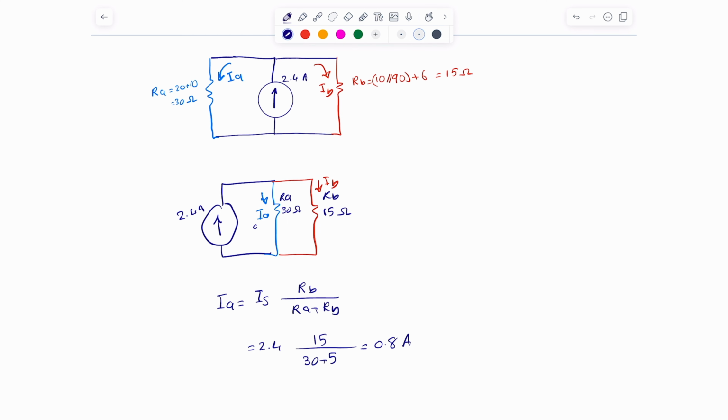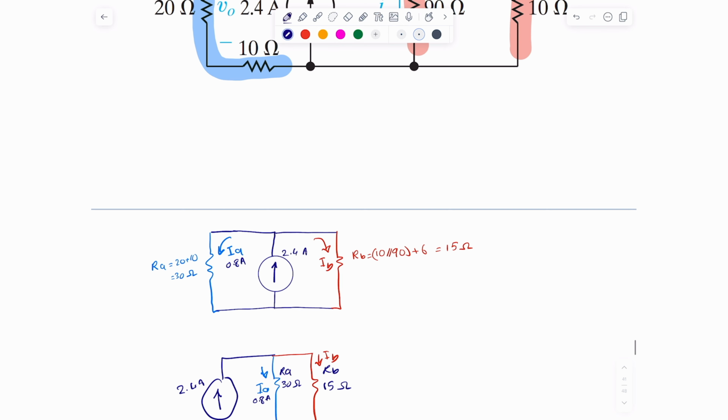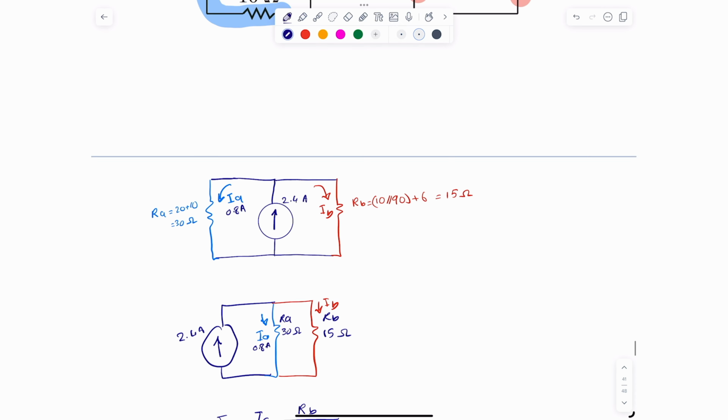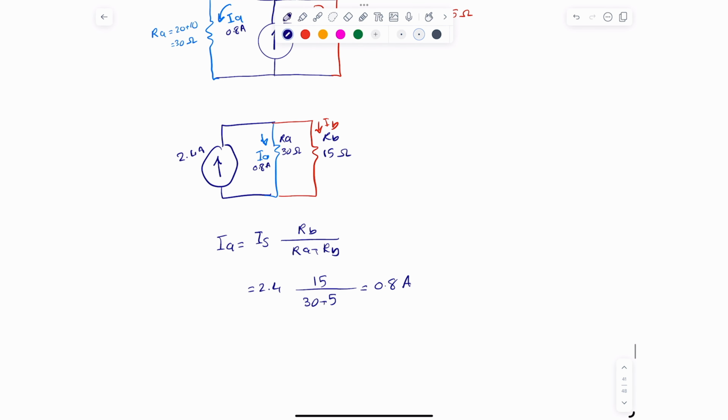Okay, so that here is 0.8 amps. We can just say that this here is 0.8 amps. That's basically the I of A. All right, we can do the same type of thing for I of B. We can either apply, well, 2.4, 0.8 goes to I of A.